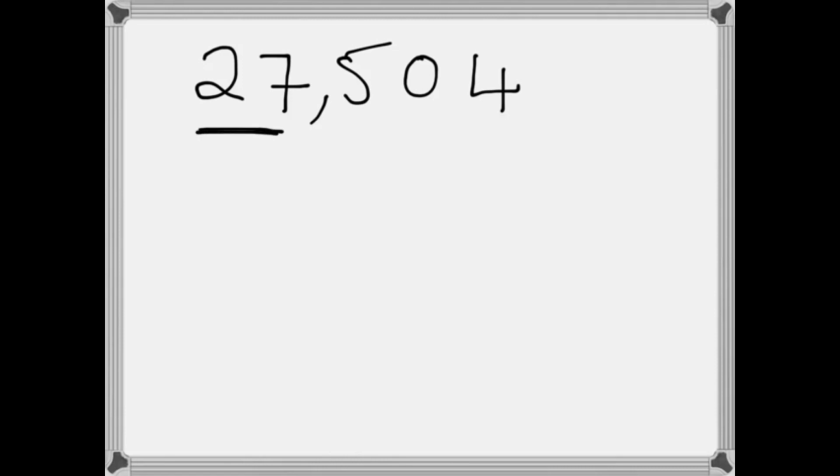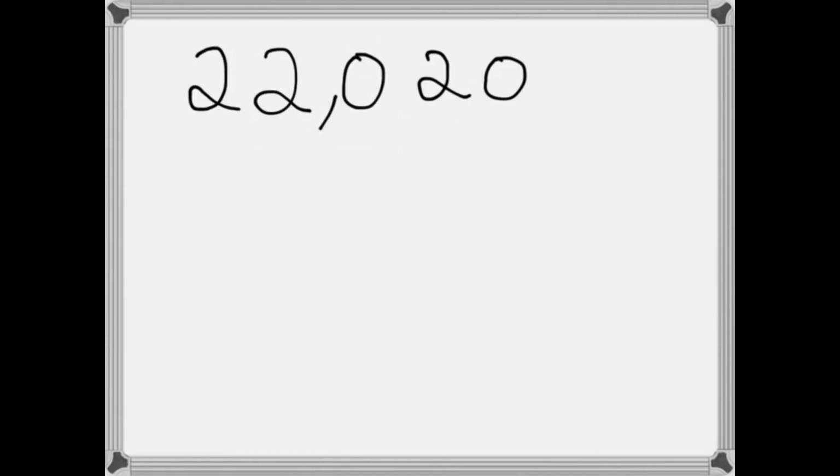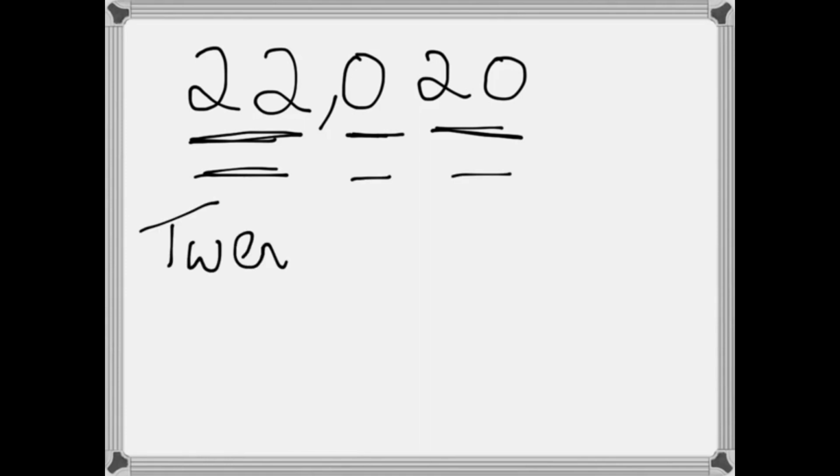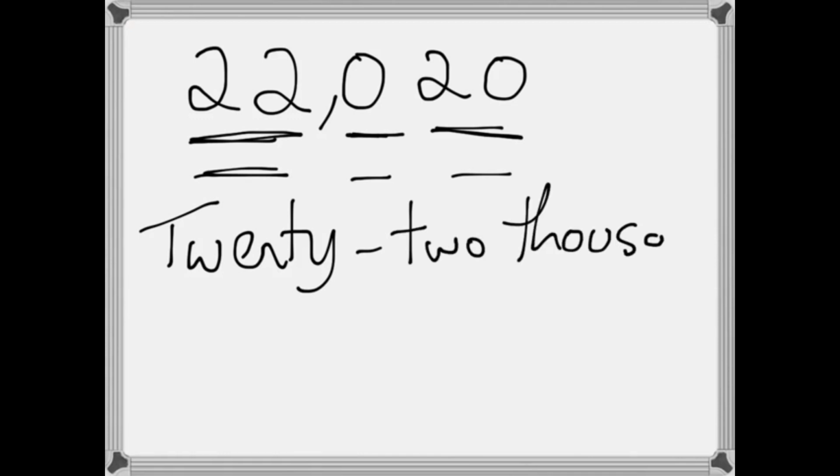Here, how many thousands? 27,500, and we ignore that because we haven't got any tens, so 27,504. Here, lots of 2s and 0s, so we've got 22,000 and 20. 22,000, no hundreds, and 20. So 22,020. It's written as 22,020.